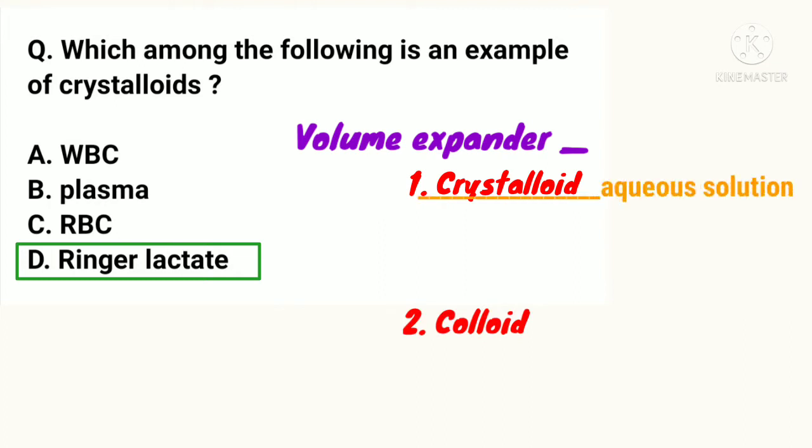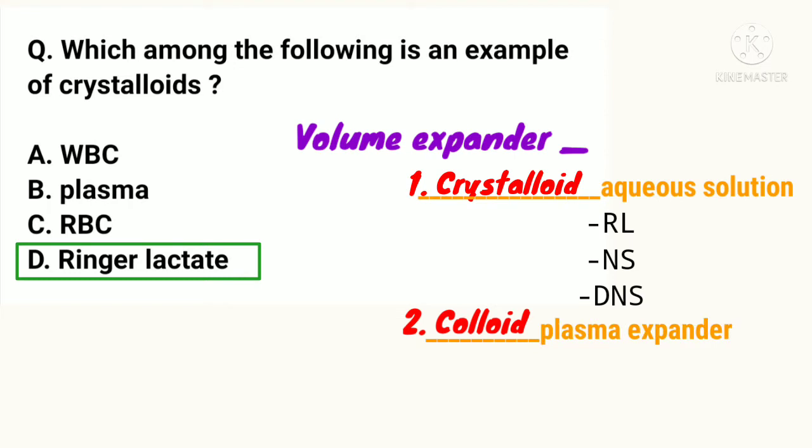Crystalloids are aqueous solutions of mineral salt which can diffuse through membrane, for example RL, NS, DNS. Colloids, also called plasma expanders, contain large insoluble molecules, for example protein, dextran, WBC, RBC, etc. Colloids can pull the fluid from interstitial space to the vascular compartment, so they increase vascular volume.